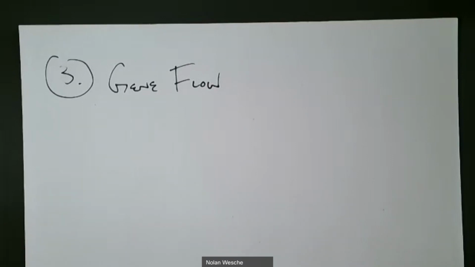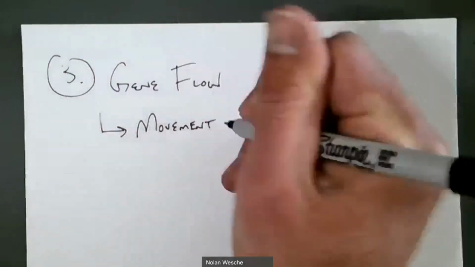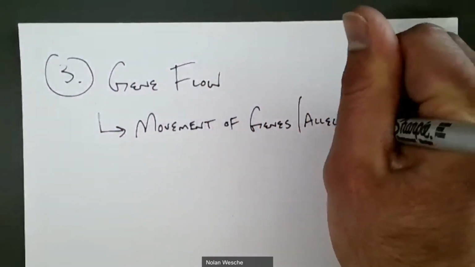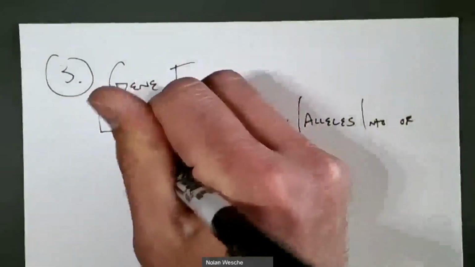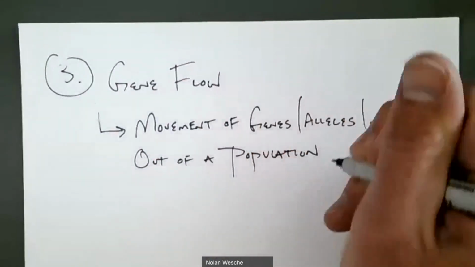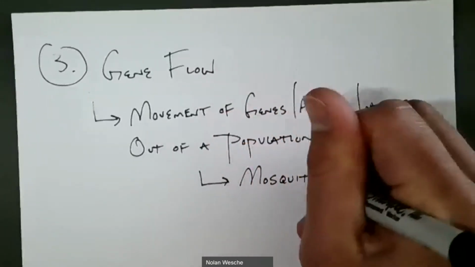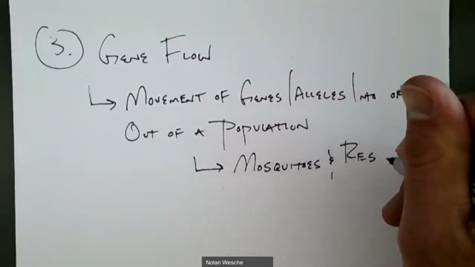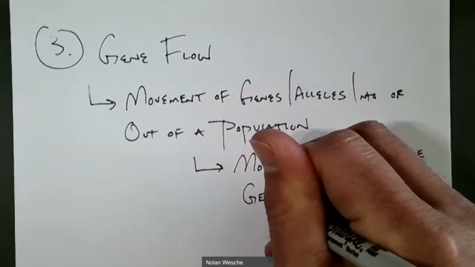So what we'll say is gene flow is the movement of genes or alleles into or out of a population. And examples here would be what we just discussed, kind of the mosquitoes and this resistance gene, and how we saw it increase once we introduced gene flow.